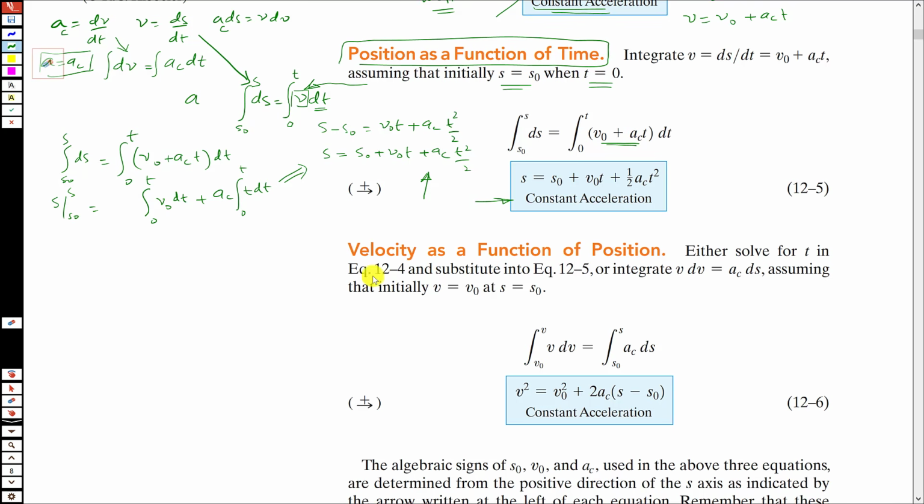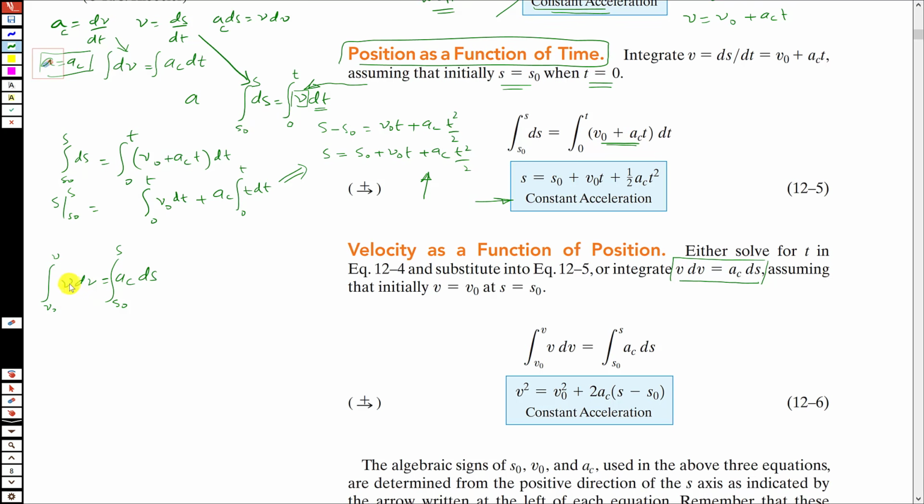Now if you want to find the velocity as a function of position, we will use the third equation that we have just derived. So v dv equals ac ds, and let's say we are integrating this with respect to s. At the initial position, the initial velocity is v0, and after traveling some distance, the final position is s, so the final velocity is v.